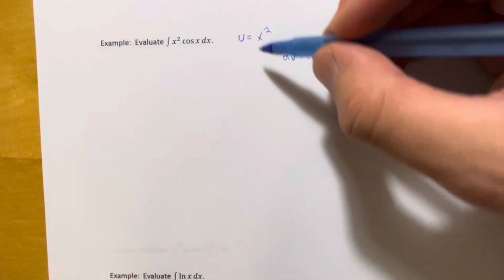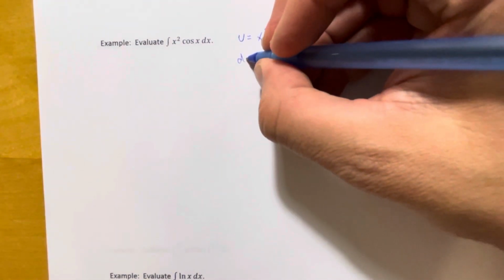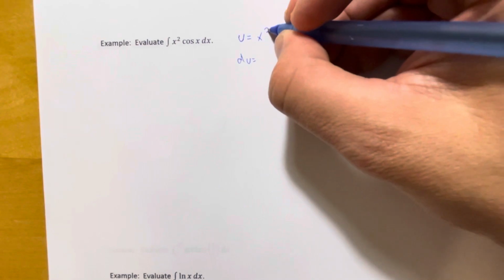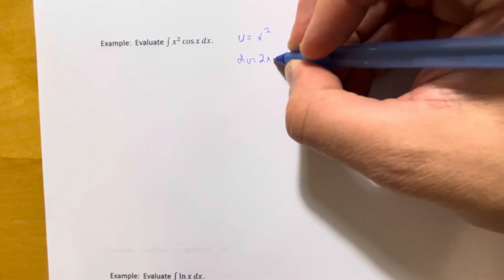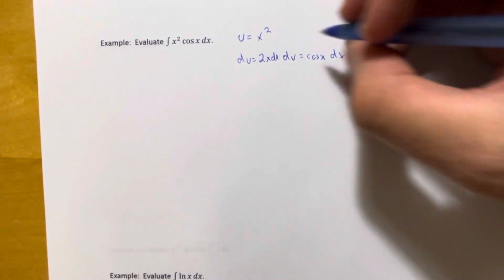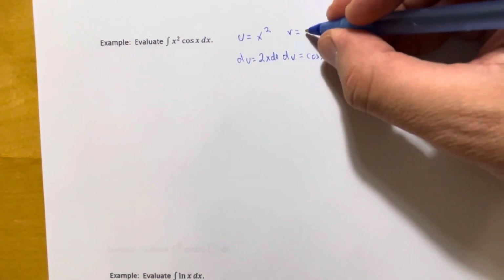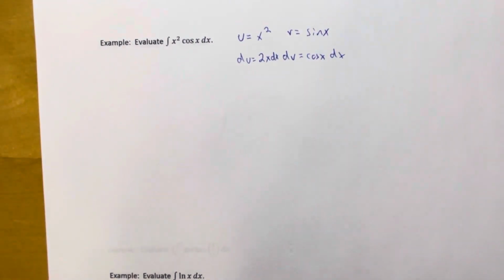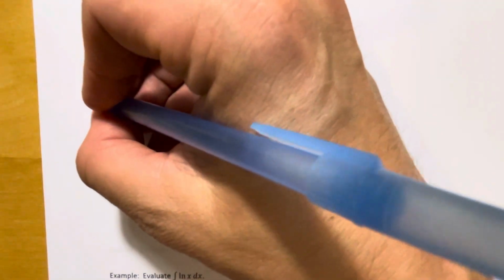And again, why did I want U to be x squared? Because when I start taking derivatives of that, so du, I'm going to shrink that exponent down. 2x dx is what I get. V here would be just sine of x. That's the antiderivative. Okay, so now let's see if we can work this out.